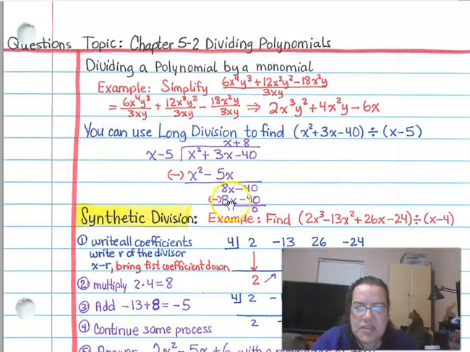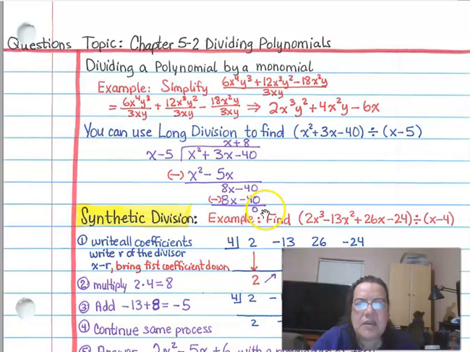Now you do the process again. How do I get rid of 8x? I multiply this by 8. So then I put a plus 8. 8 times x, 8x. 8 times negative 5, you get negative 40. But remember, all of these become the opposite sign because you're supposed to subtract this layer. So this is actually negative 8x, and negative becomes plus 40. So 8x minus 8x, 0. Negative 40 plus 40, 0. And guess what? I'm finished.